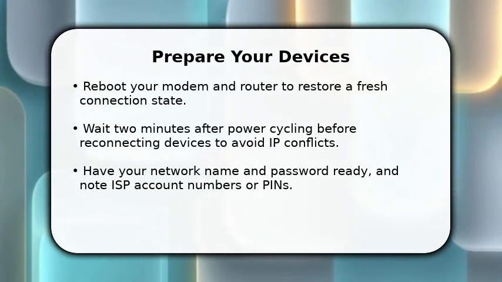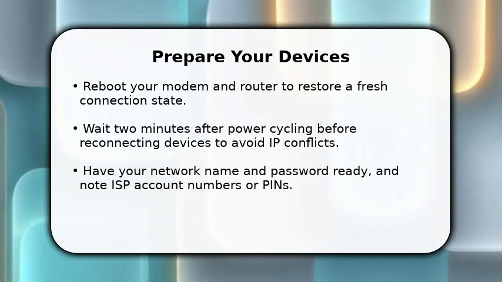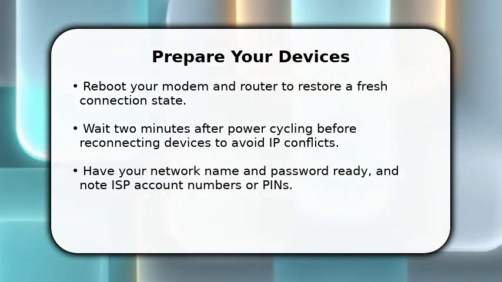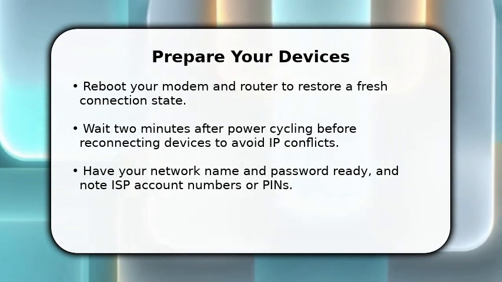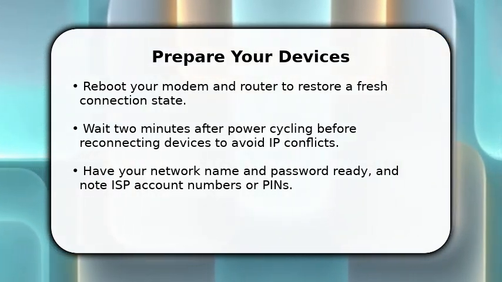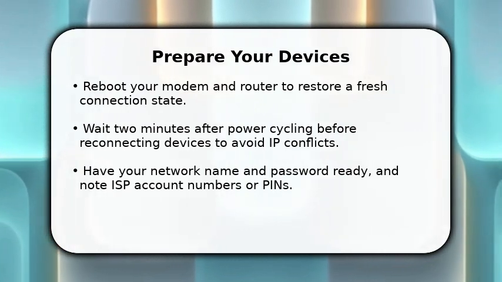Inspect Ethernet cables for damage and swap cables if speeds remain unstable or link is absent. Have your network name and password ready, and note any ISP account numbers or PINs. Record your router model and firmware version for reference during troubleshooting steps.